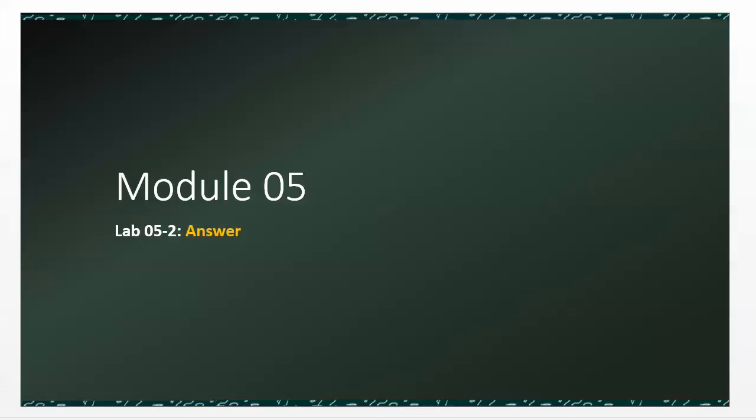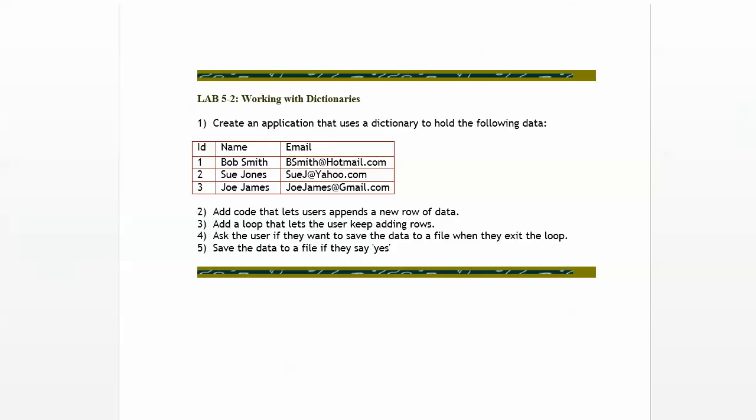In this video, we're going to look at an answer for Lab 5.2. So Lab 5.2 had you doing something very similar to Lab 5.1, with the exception that we're using a dictionary now. And as such, I'm pretty much going to start with the same code.